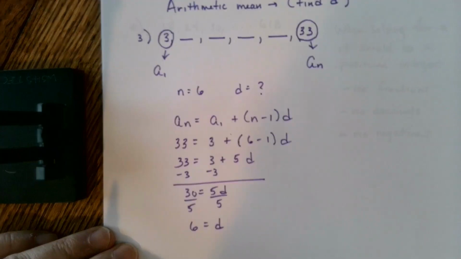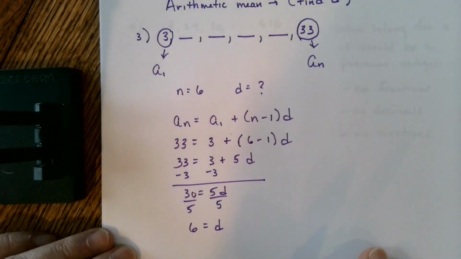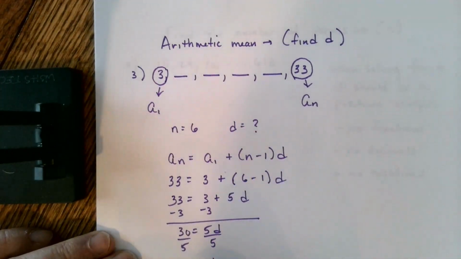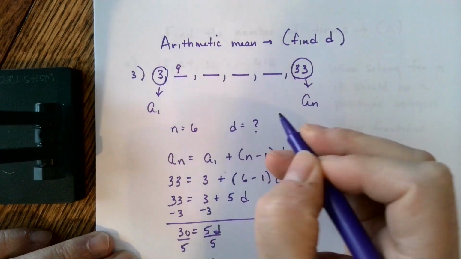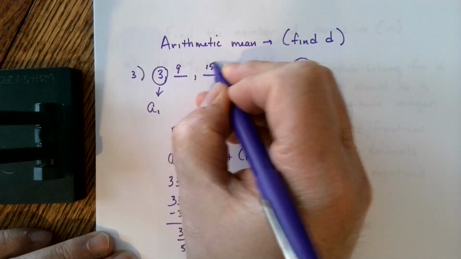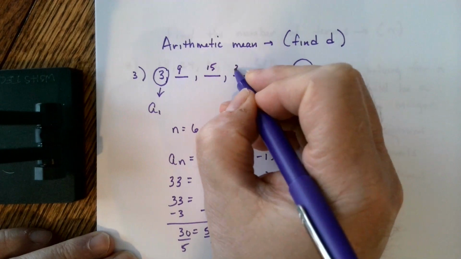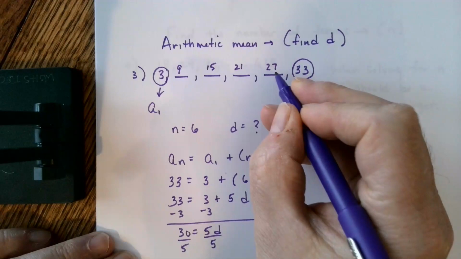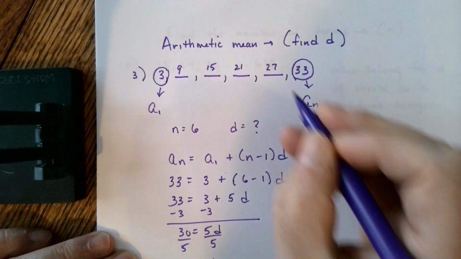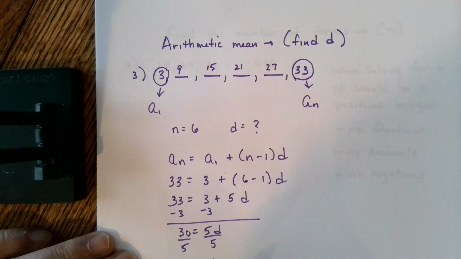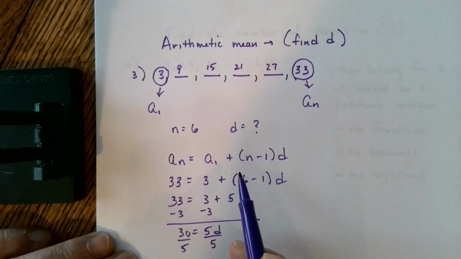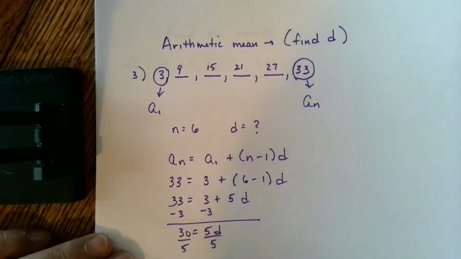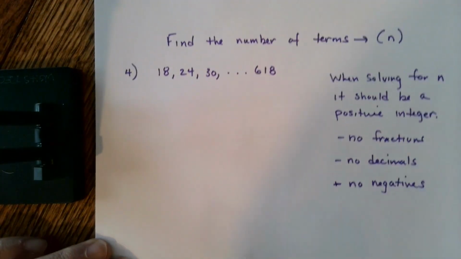Now that I know that my common difference is 6, I can go back up to my original problem and fill in the blanks. 3 plus 6 is 9. 9 plus 6 is 15. 15 plus 6 is 21. 21 plus 6 is 27. And I want to check this last one to make sure it works out, and it does. 27 plus 6 is 33. So I can use my explicit formula for arithmetic sequences to find the common difference, which is the arithmetic mean. What else can I do with this formula?